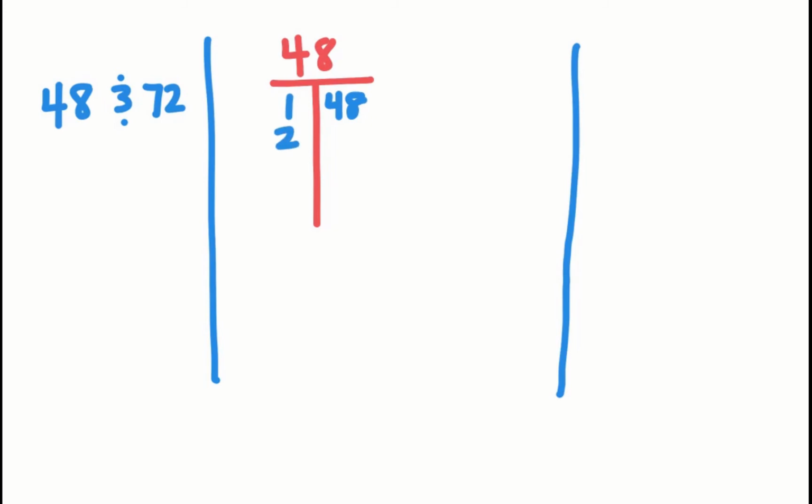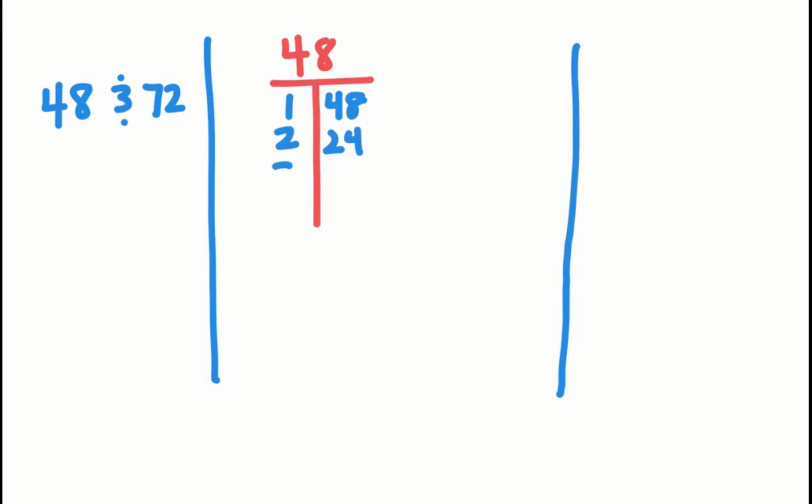Anything times 2? Using my divisibility rules, this is an even number because 8 is an even digit. So yes, there is something times 2. If you're not sure, you can go 48 in your calculator and divide that by 2. What do you get? You get 24.